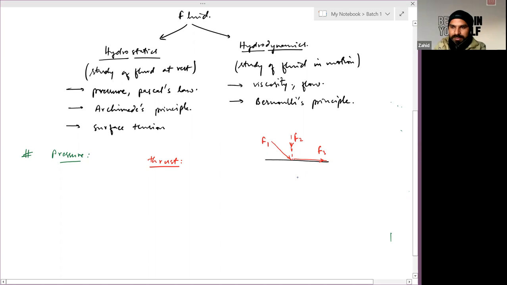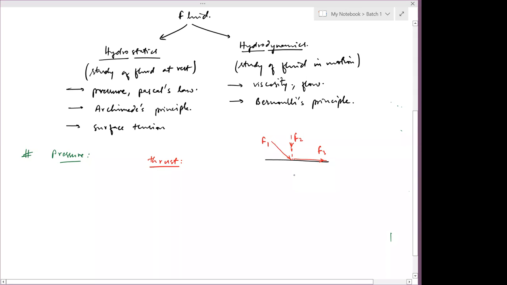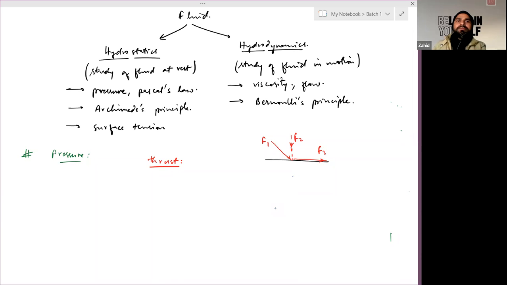Salman, yes? Sudden push or something. Sudden push or sudden pull? Yes. No.